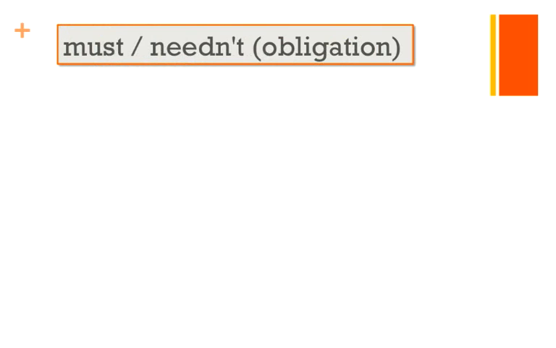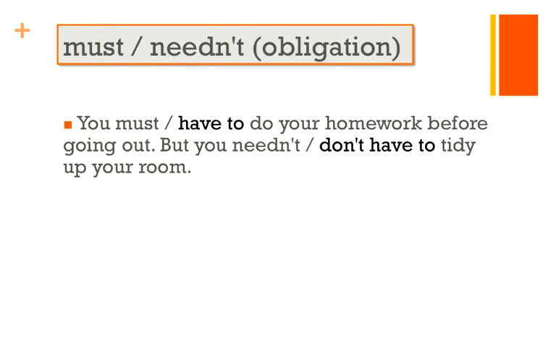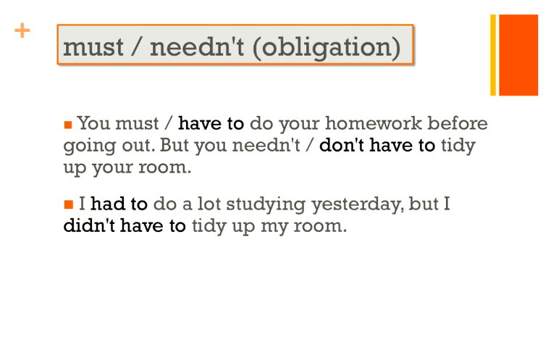All right, let's have a look at a couple of examples here. You can say you must do your homework before going out, but you needn't tidy up your room. But you can just as well say, and it's perfectly all right, you have to do your homework before going out, but you don't have to tidy up your room. But in the present tense, you can actually choose between both forms. In the past tense, there's only the have to form left over.